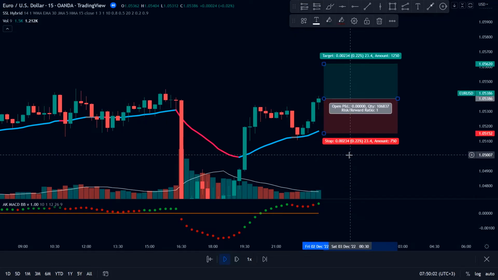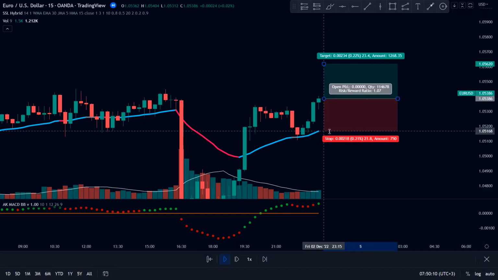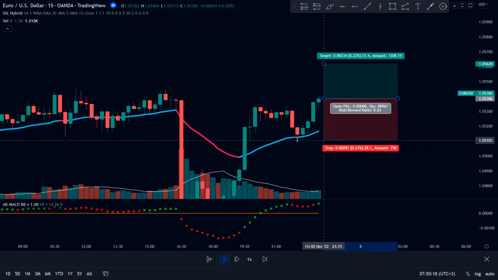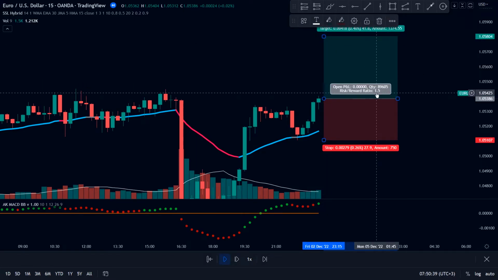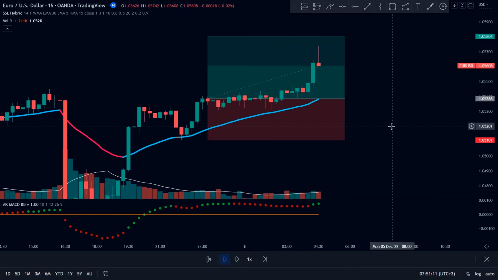We're gonna set our stop loss either right below the MA baseline or below the most recent swing low, whichever of the two is wider. For the take profit, we're gonna set it at 1.5 times the risk. We let this trade run and hit full TP.